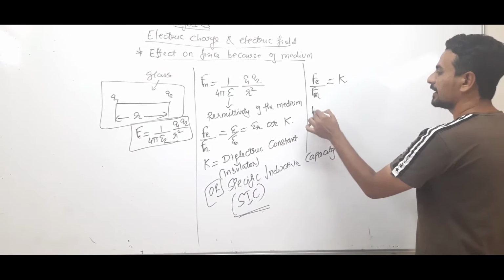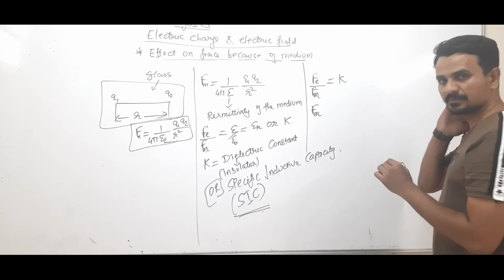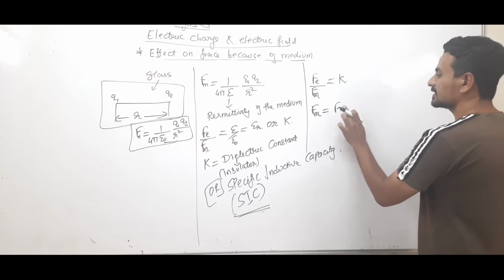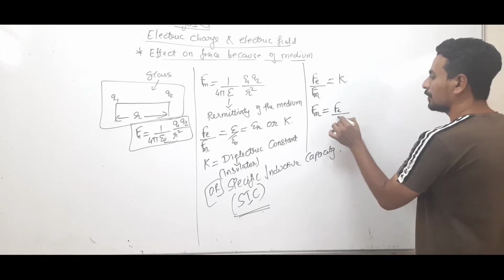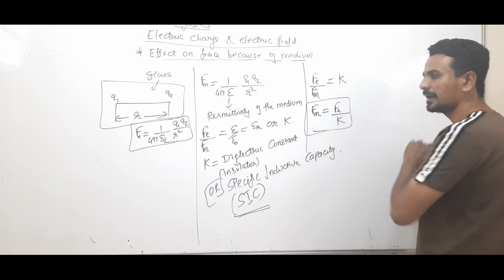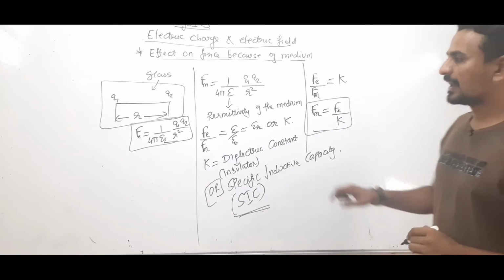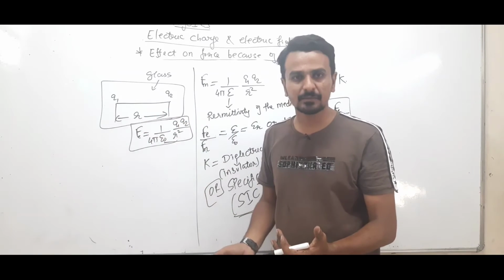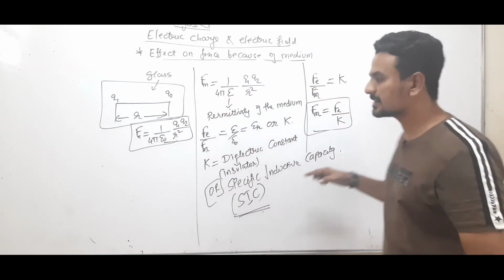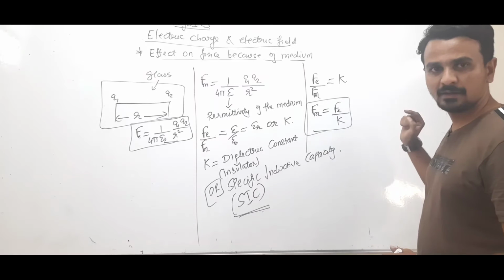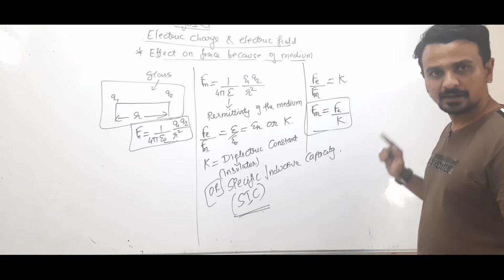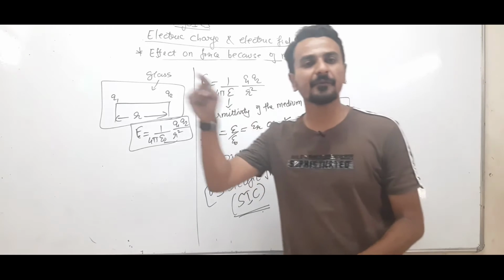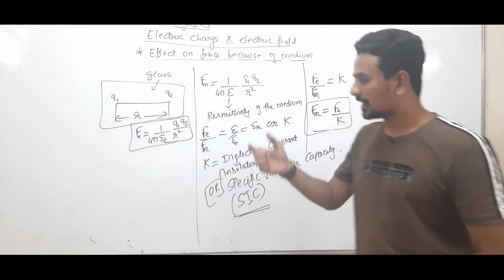This equation can be rewritten as: force between two charges in a medium is equal to the force between two charges when placed in vacuum upon K. Right? It means that whenever you place the charges from air into another medium, the force between two charges decreases by a factor K. Clear? The value of K is different for different materials, different mediums.